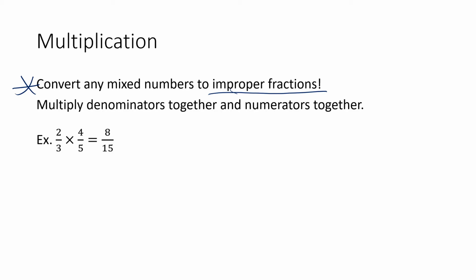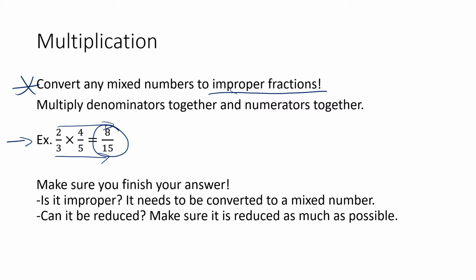And then from there, multiplication is pretty easy. You just multiply your denominators together, multiply your numerators together. So here's our example right here, 2/3 times 4/5. 2 times 4 is 8, 3 times 5 is 15. Your answer is 8/15. That's it. It doesn't get much more straightforward than that.